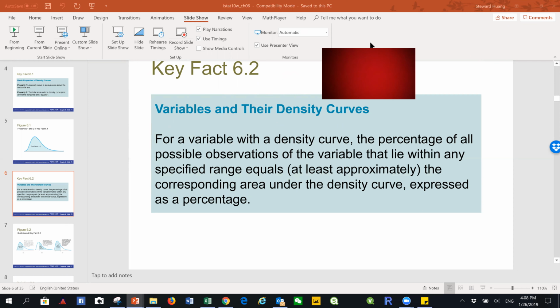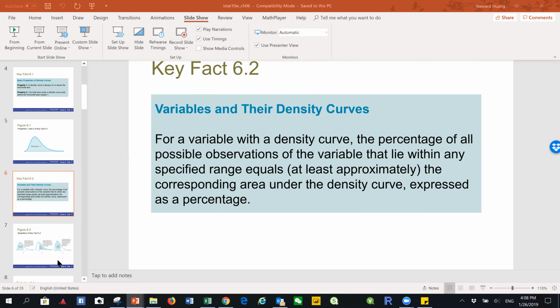So, variable and the density curve. That's what I just mentioned. For a variable with density curve, the percentage of all possible observations of that variable that lie within any specified range equals the corresponding area under the curve. In other words, the probability is equal to the area.